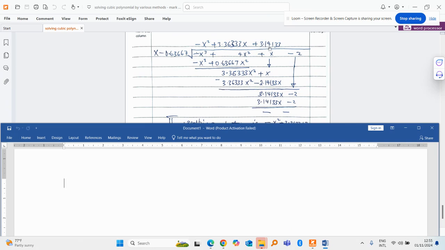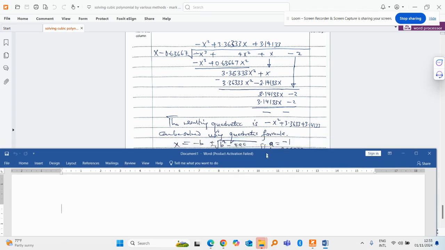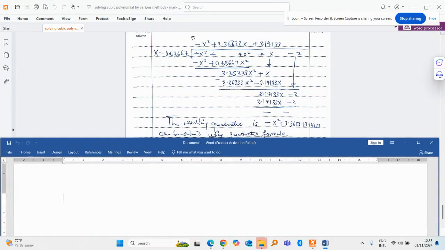That is 3.133. So we multiply that by this value, we get negative 2. And again, now we subtract. Subtracting, on the left-hand side we get 0, and on the right side, we get 0. And therefore, the resulting quadratic is given to us as this answer at the top. So that is our answer.